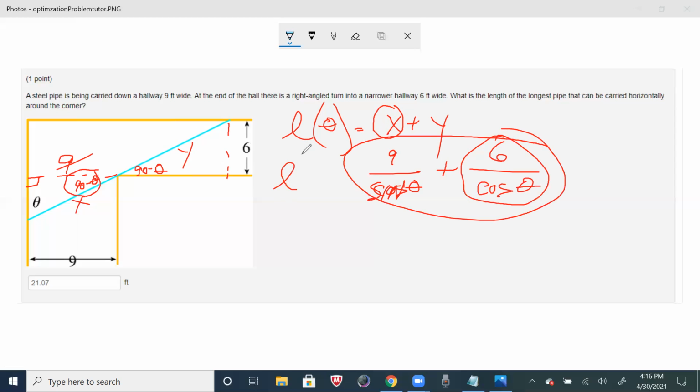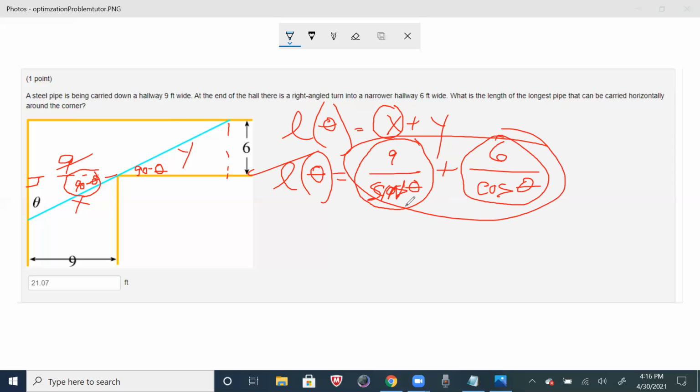And now that is the equation for the length of the bar as a function of theta. And if we're trying to maximize this function, we want to take the derivative of it and set that derivative equal to 0. Okay.